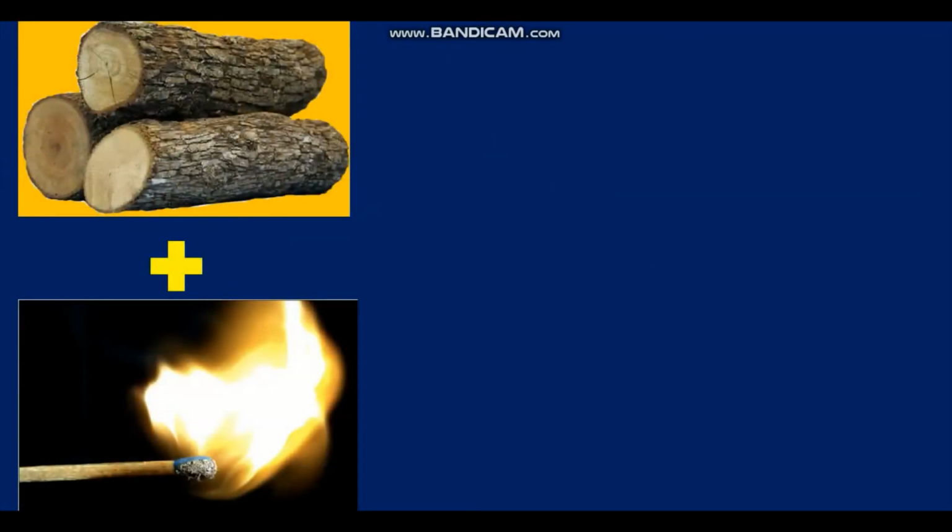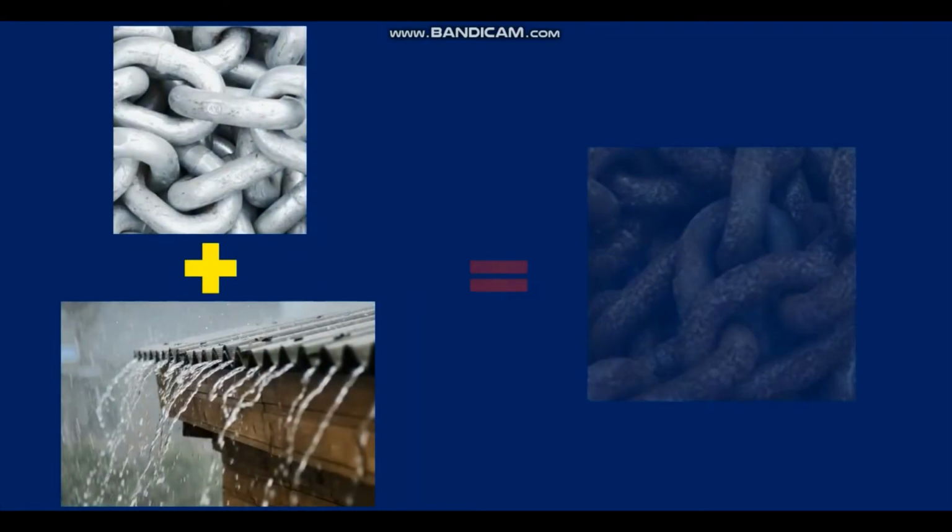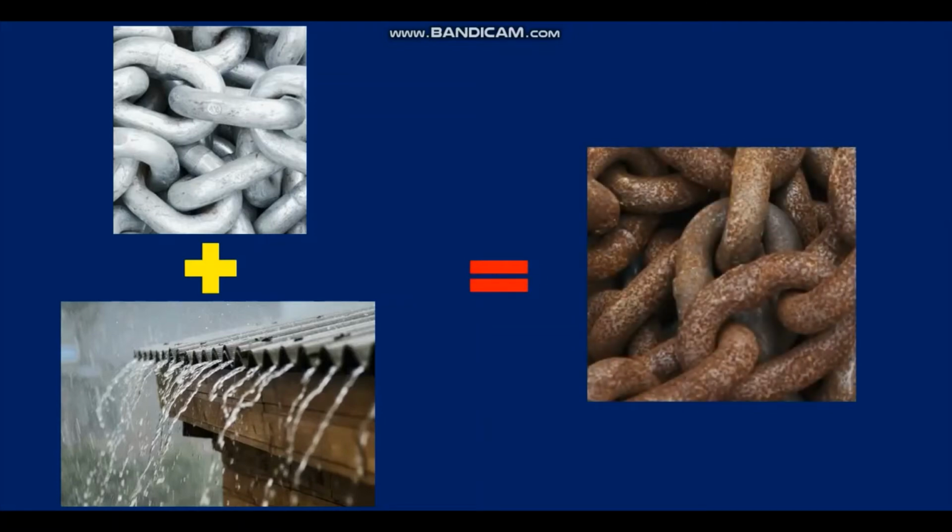Now, if you have wood and you have fire, it burns and it makes smoke or carbon dioxide. So if you have iron and it reacts with water, the iron will rust, calling it iron oxide.